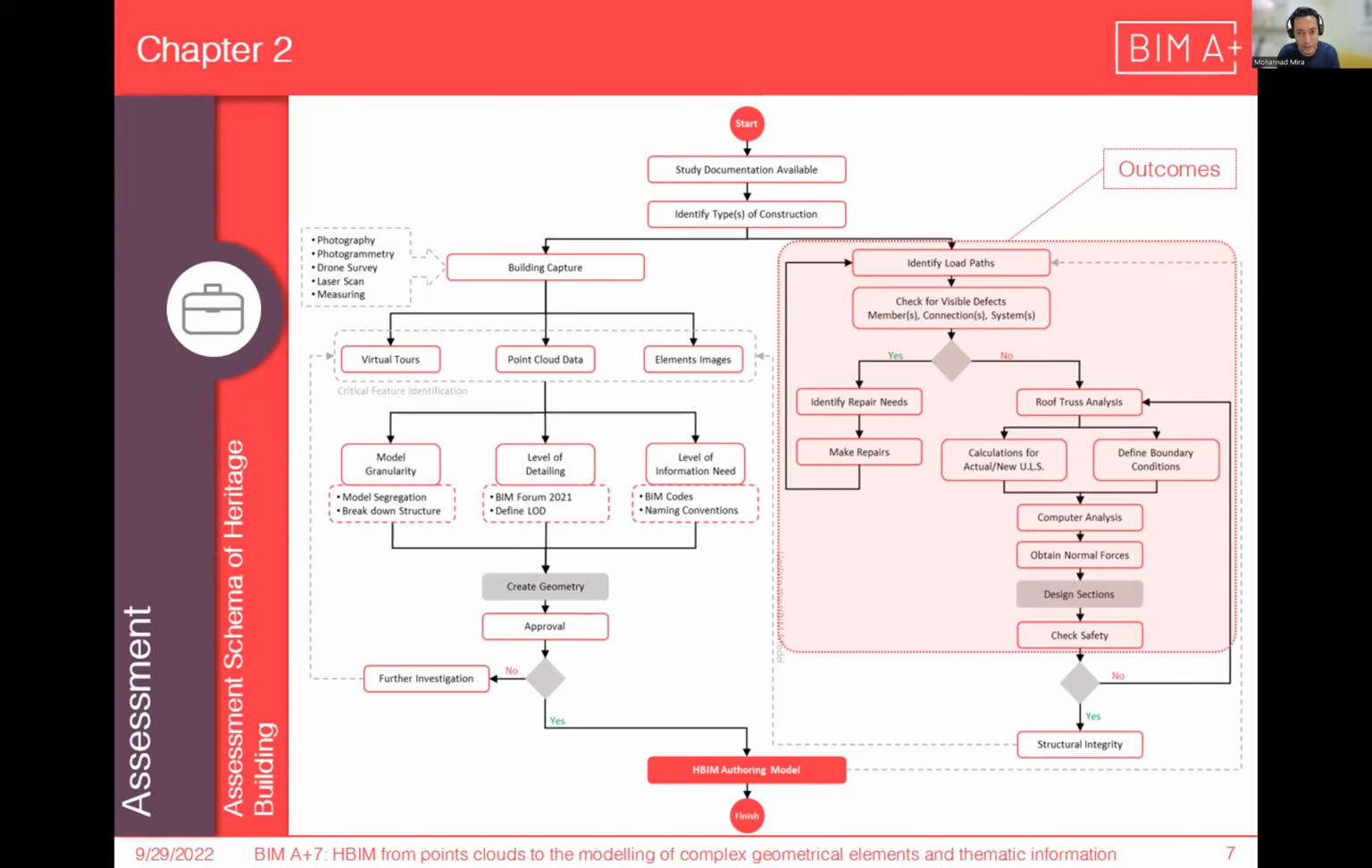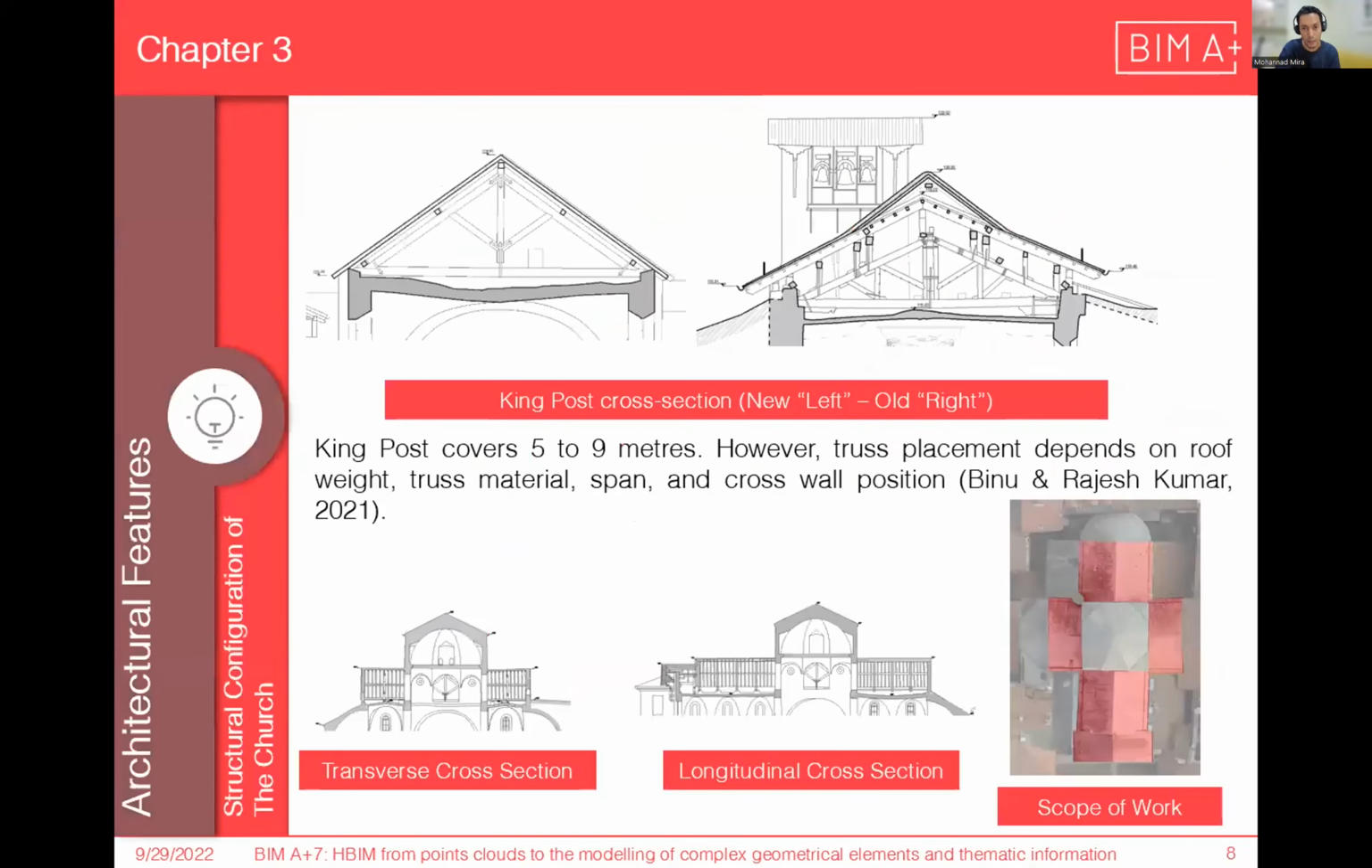Truss analysis: calculate the loads, and then compare these data with the existing loads, of course. Everything was computerized by computer analysis. After this, you design the section, check the safety, and then check the structural integrity of the model, and then you finish the whole process. This is in a nutshell, but of course, we need to know more about the building itself.